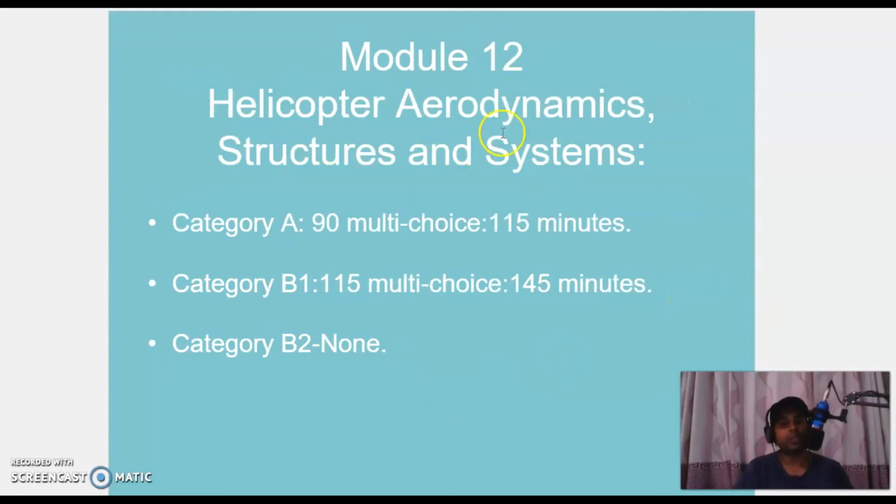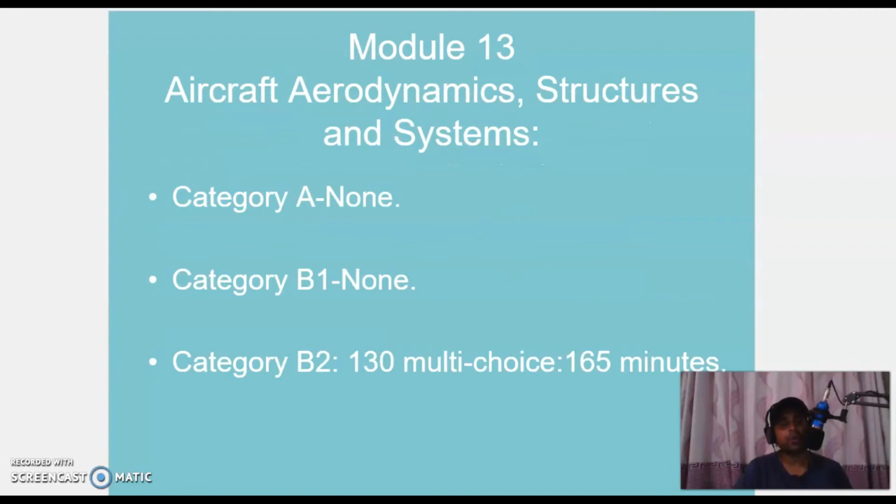Module 12 helicopter aerodynamics, structures and systems, category A 90 MCQs and 115 minutes, category B1 115 multiple choices and 145 minutes, and category B2 doesn't have to do this one. Module 13 aircraft aerodynamics, structures and systems, category A doesn't have to do it, category B1 also doesn't have to do it, and category B2 130 multiple choices and 165 minutes.